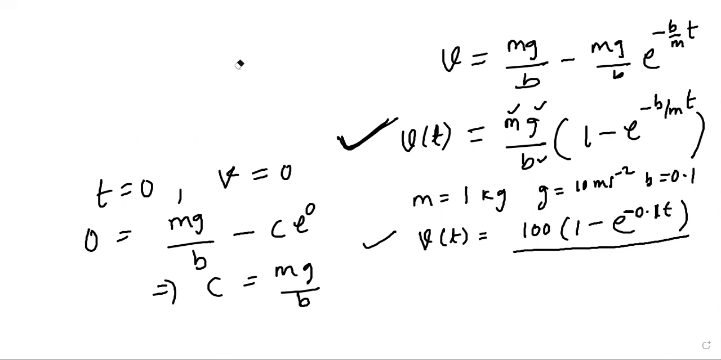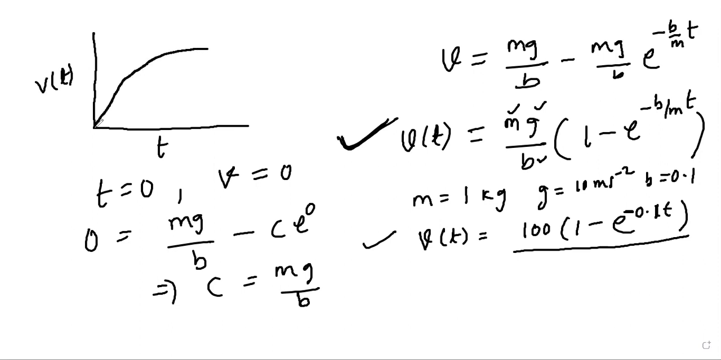The nature of the graph you will see is time, and the velocity as a function of time will be like this. It will go and will bend, bend, bend, will attain the terminal velocity, right? So this is what we said, the terminal velocity. That's the maximum value of velocity. So the maximum value of velocity is here.